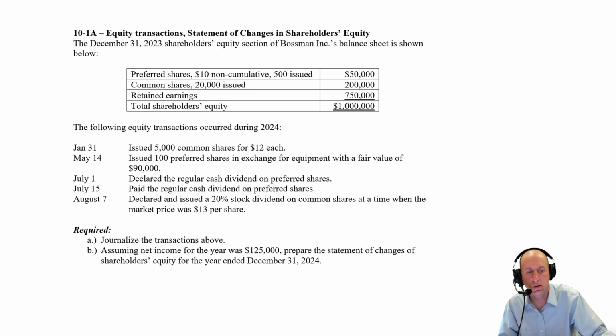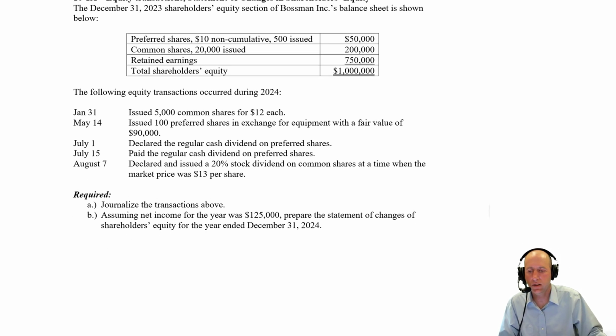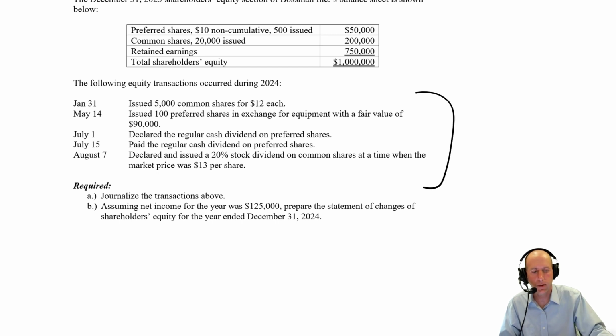500 shares are issued, $50,000 in shareholders' equity. So you can do the math and say, that's $100 each, right? $50,000 divided by 500 means the shares were issued at $100 each. Common shares, 20,000 issued, $200,000 in equity. So again, you can do the math and say that's $10 each is what the common shares were issued for. Retained earnings, 750 grand, and you can see there's $1 million in equity. The following equity transactions occurred during 2024, and there's a big list of them, and we're going to have to do journal entries. So let's just go through them one at a time.